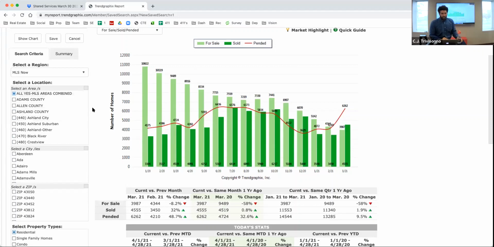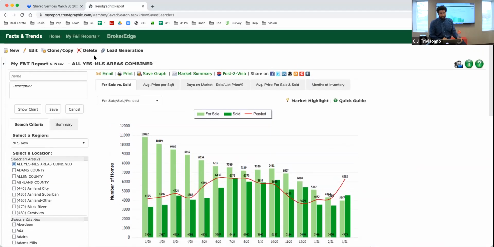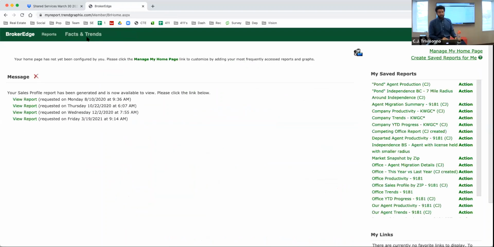Where are you going? Are you going to where the reports are again? If you want to know. Do we go backwards, or are we still in that same thing? So I'll go back to the home screen. So we're going to facts and trends. Yep. Okay, got it. Back in there to get us the actual market data, not the agent data.